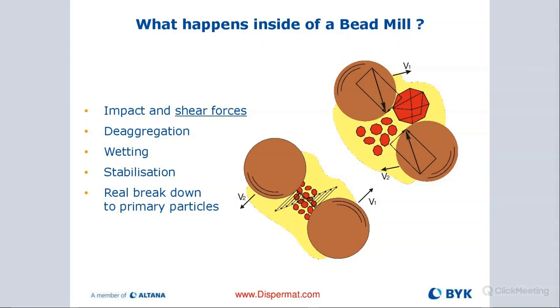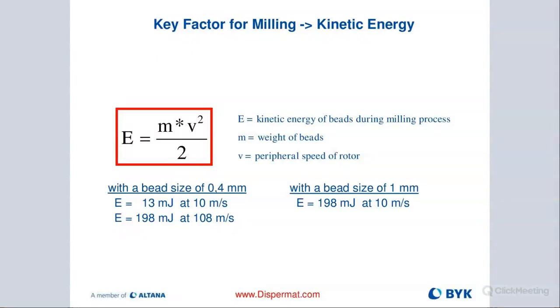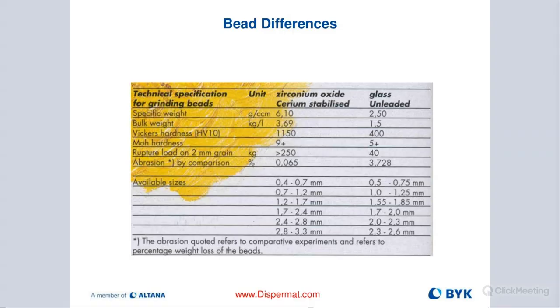And we're also wetting. We need to stabilize with the right additives. And really, this is the real breakdown to the primary particle size inside of a bead mill. Very important is the kinetic energy of our beads during the milling process. So you might want to write down that formula: weight of beads and peripheral speed of our rotor, which is our tip speed. That will give us the kinetic energy of our beads during the milling process.